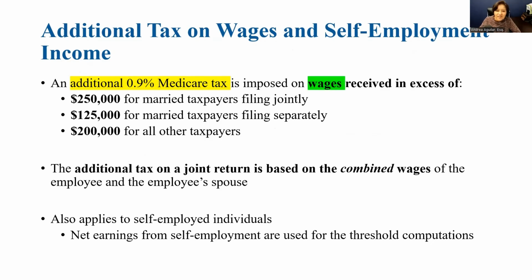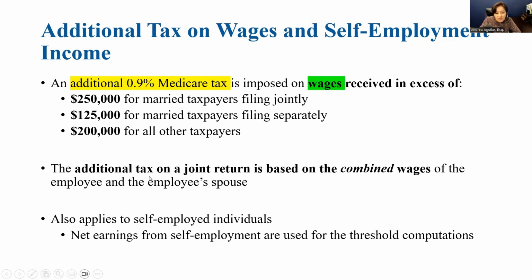So we have an additional 0.9% Medicare tax that is imposed on wages received in excess of $250,000 for married taxpayers filing jointly, $125,000 for married taxpayers filing separately, and $200,000 for all other taxpayers, meaning single and head of household. Okay, so if you are getting wages in excess of this amount, then we are going to apply an additional 0.9% of Medicare tax to the excess.